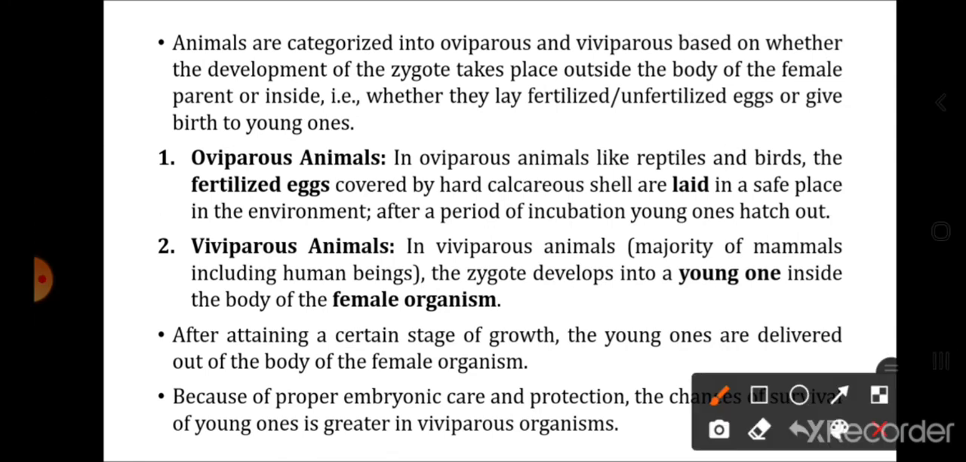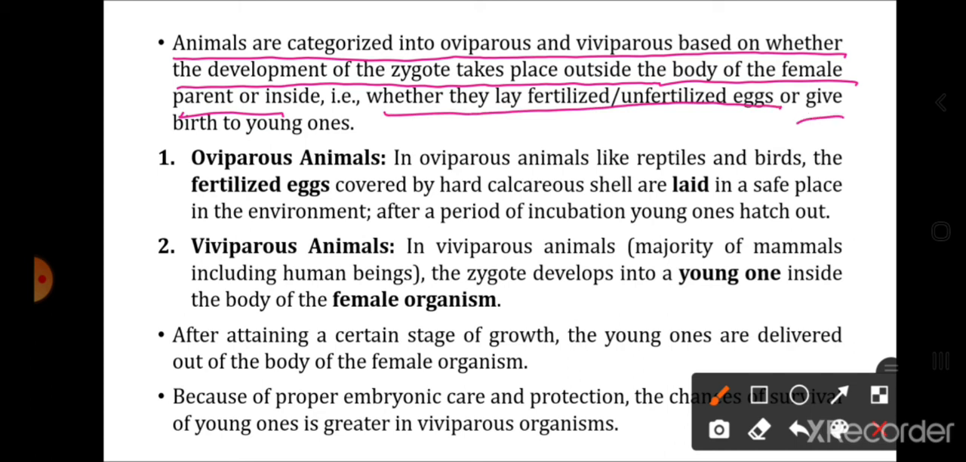Now, where the development of the zygote takes place: the formation of the zygote either may occur inside the body or it may be outside. But on the basis of where the development of the zygote occurs, animals are divided into two categories. Animals are categorized into oviparous and viviparous based on whether the development of the zygote takes place outside the body of the female or inside, that is, they lay fertilized or unfertilized eggs or give birth. So basically animals are categorized into two categories. One is oviparous animals, which lay eggs that may be fertilized or unfertilized, and viviparous organisms are the organisms which give birth to young ones.